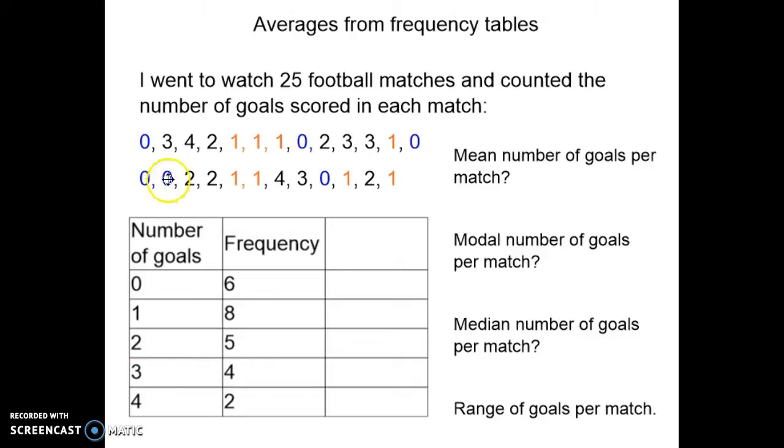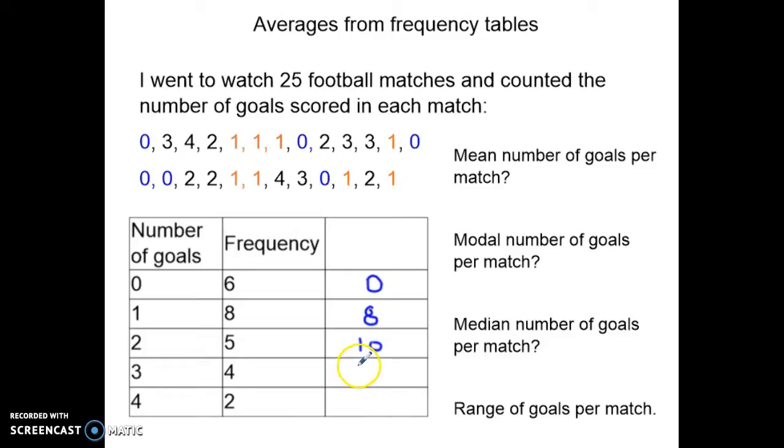So here we are. This data has now been put into a frequency table. So 0 goals 6 times, 1 goal 8 times, and so on. In this third column I'm going to work out the total number of goals scored for that row of my table. In the first row, 0 goals 6 times. Well, 6 lots of 0 is 0. Second row, 1 goal 8 times. Well, 8 lots of 1 is 8.